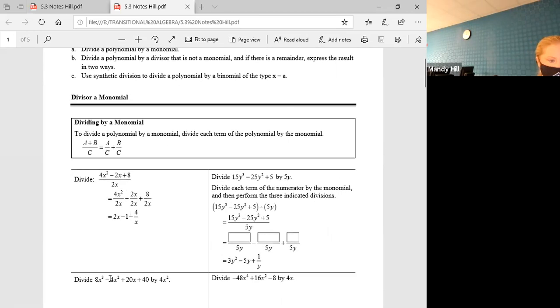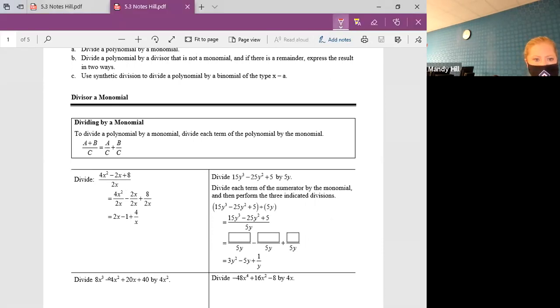And if you look at their example here, we kind of did some of this in the previous lesson where we looked at this and said, okay, we could split this up and say 4x squared over 2x, which is what they did right here. Then they took their middle term, negative 2x over 2x, and then 8 over 2x. So they kind of split this thing up. And then they looked to see if anything would cancel out.